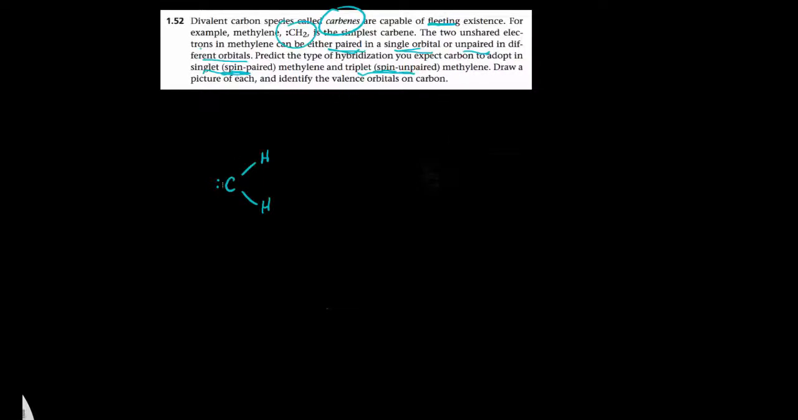Okay, so if we look at what happens if these two electrons are in a spin paired state, that means they're in the same orbital. So that would put them, let's just say they're in an orbital like this where they're paired up. So we could also draw it like this, where their spins are paired. Because they're in the same orbital, their spins have to be paired.